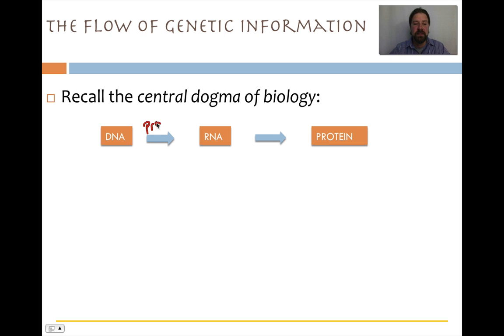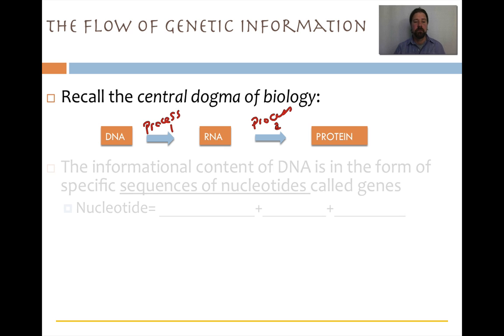Now, what we'll look at today is we're going to focus on two particular processes. We'll have a process, we'll just call it for now process 1, that happens here, which takes you from DNA to RNA, and then here we'll call it process 2. Both of those processes are going to be key in going from DNA to protein.